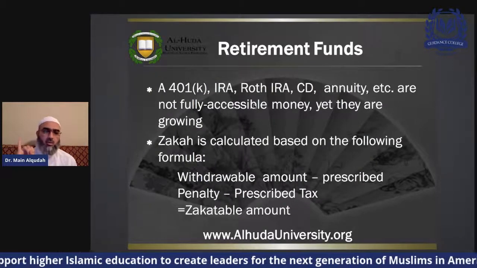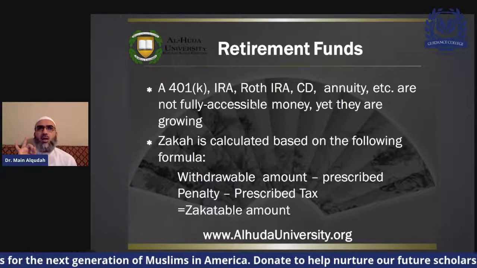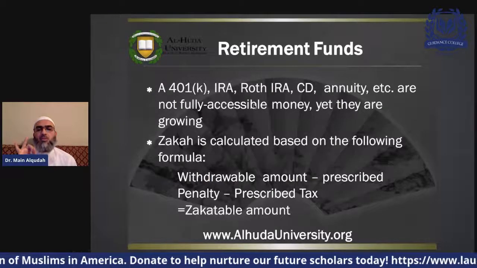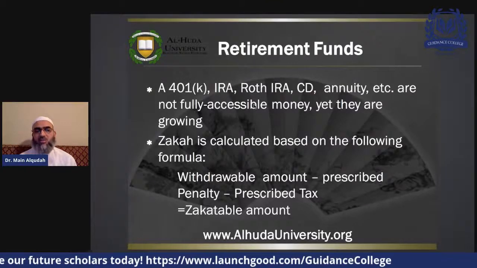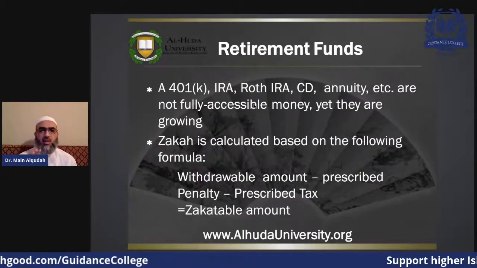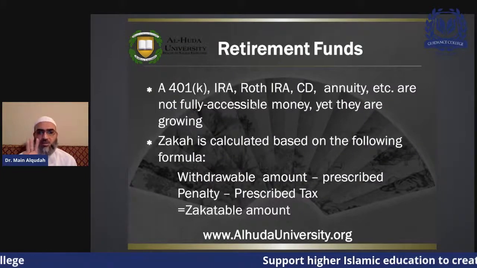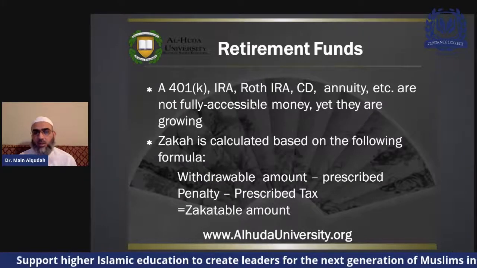So you are the owner. But the problem here is that when it comes to accessibility, you do not have full access to that account. You have a limited access to that account. Now, because of that, we have three different schools here. You have three different scholarly opinions.